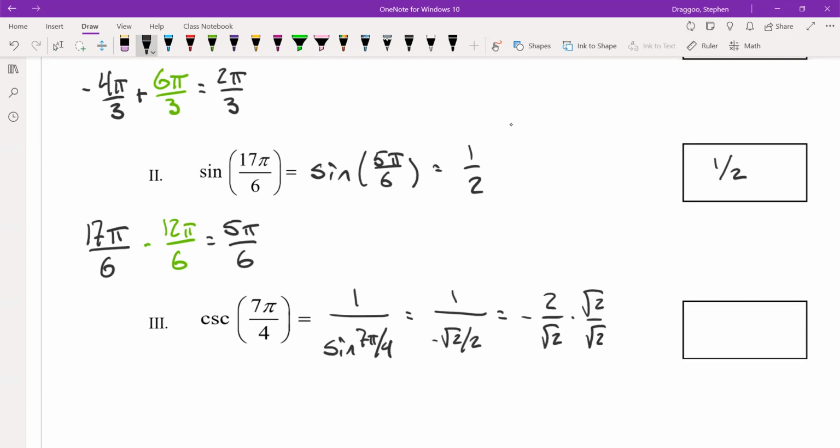I will rationalize that to get -2√2/2, which simplifies one last time to just -√2. Those twos reduce one another. So cosecant 7π/4 is -√2 again. Hold that there for just a moment.